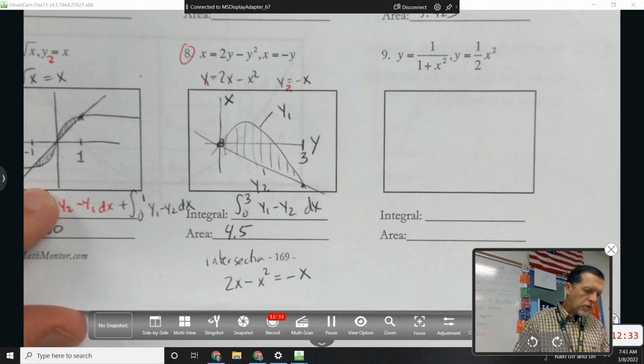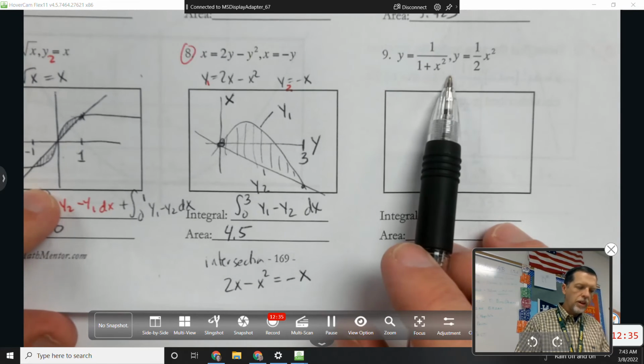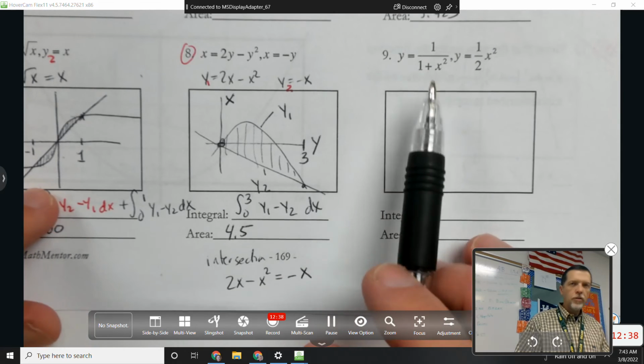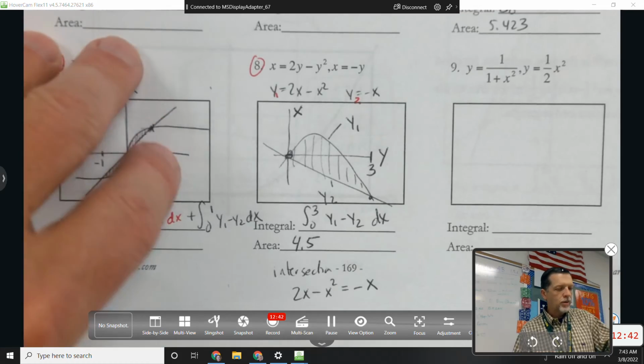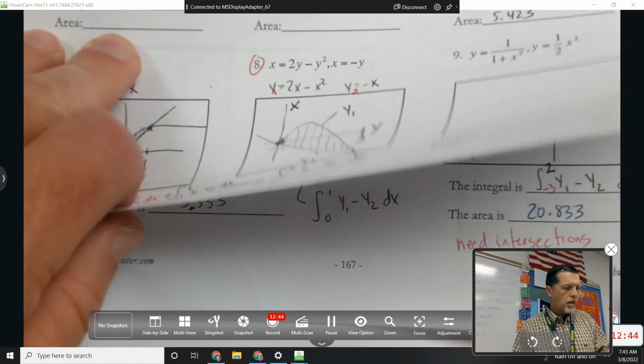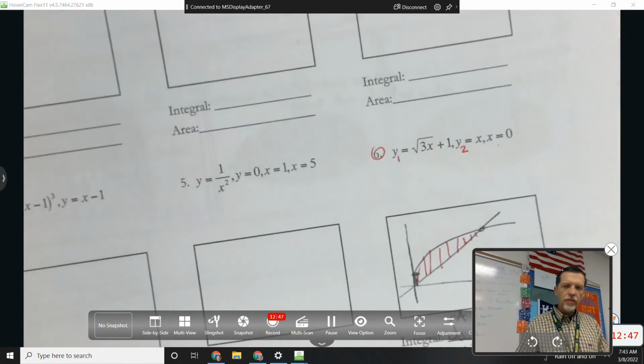Again, with the symmetry, like number 9 is going to have some symmetry to it. So you can go from left to right, or you can do half of it and double it if you recognize what's going on. Anything else on the front?